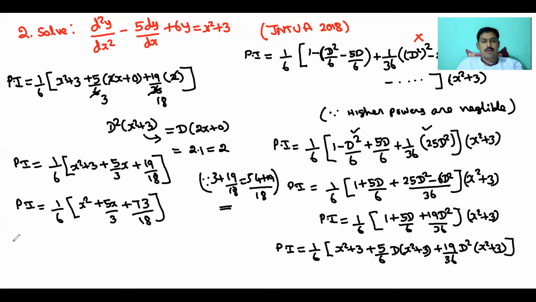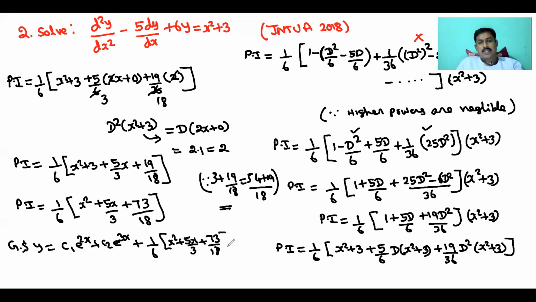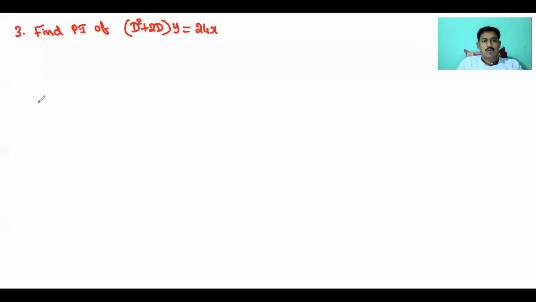Finally, we will conclude our general solution as y equal to complementary function c1 e power 2x plus c2 e power 3x plus particular integral 1 by 6 into x square plus 5x by 3 plus 73 by 18 is the required answer. So you are familiar with your complementary functions.